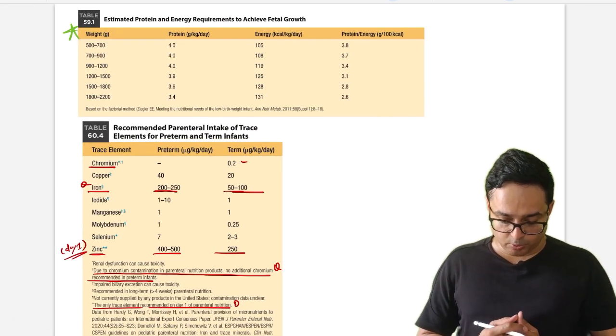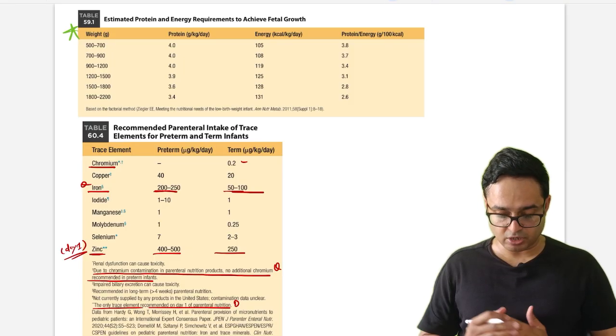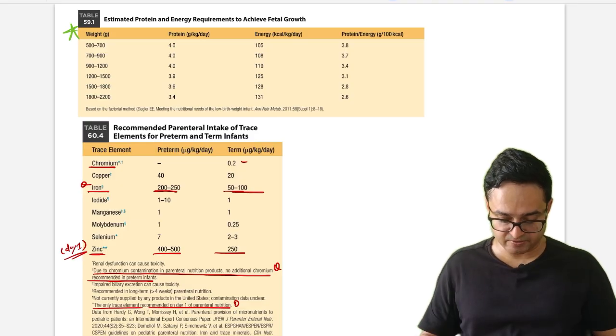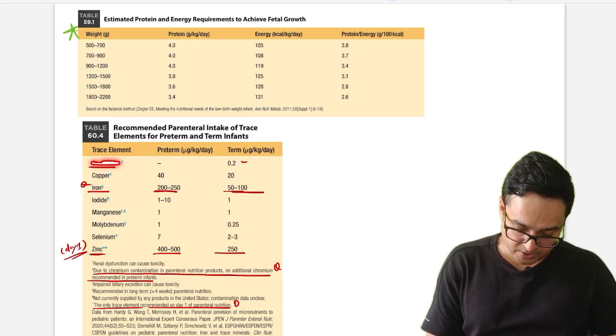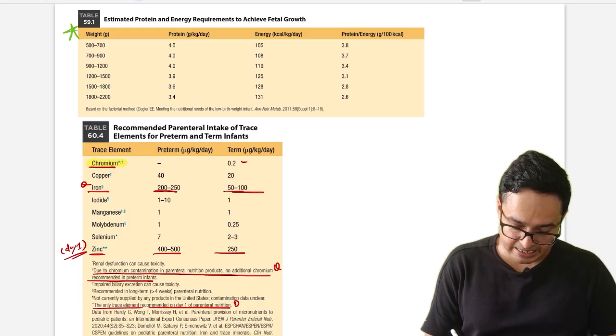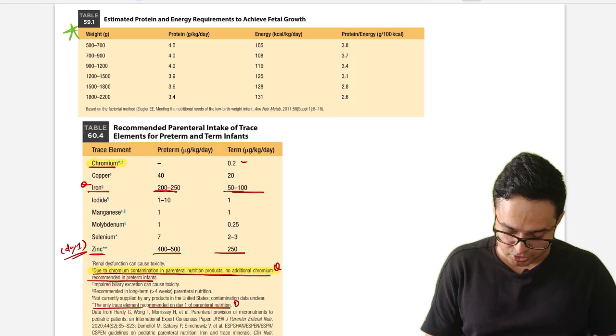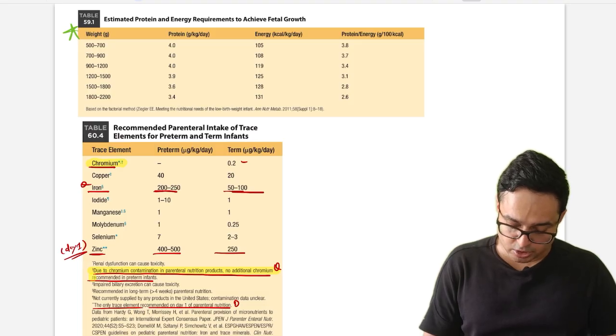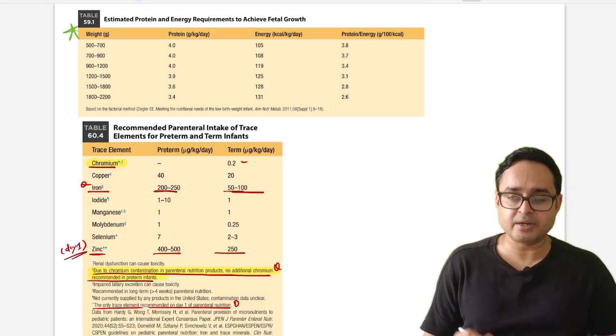So, estimated protein, energy, and trace element requirement is very much important. You have to remember the highlighted ones. Okay, chromium. Chromium is not required in preterm. Why? Because chromium contamination in parenteral nutrition products is there. So no additional chromium is recommended in preterm neonates.